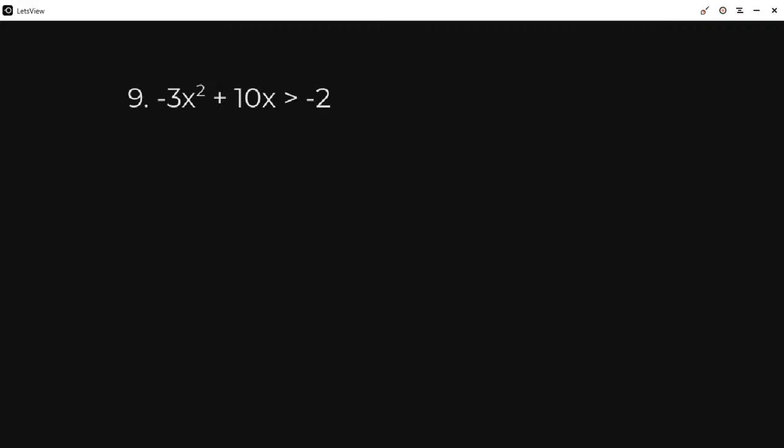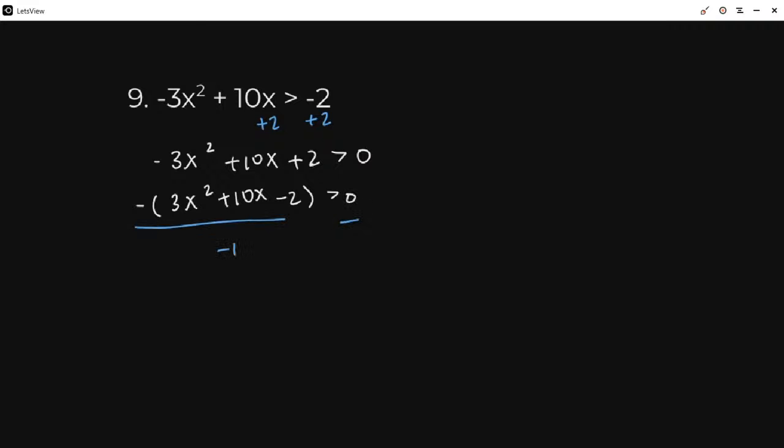Okay, next we have -3x squared plus 10x is greater than -2. So I'm going to first add 2 to both sides. So we get -3x squared plus 10x plus 2 is greater than 0. We want a to be positive, so I'm going to factor out the negative. And then I'm going to divide by -1 to get rid of the negative. So 3x squared plus 10x minus 2 is less than 0.